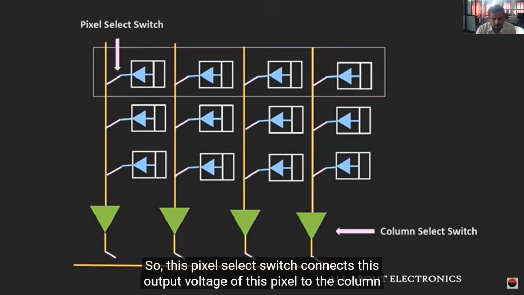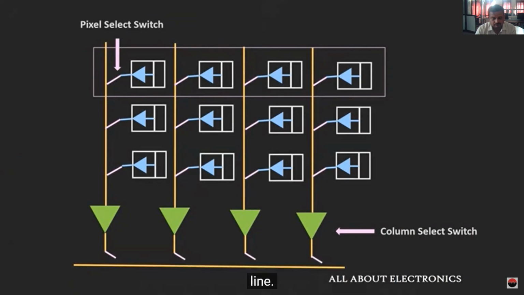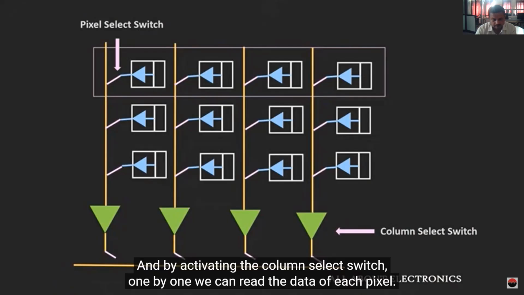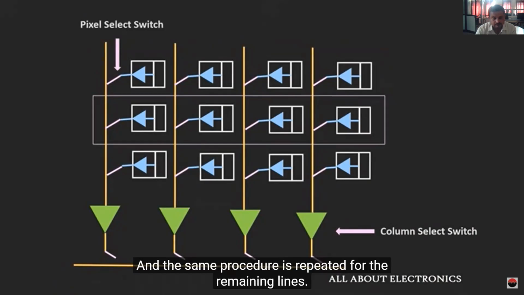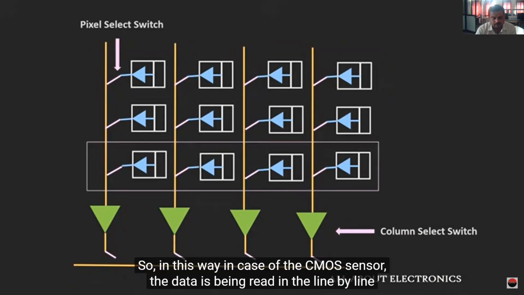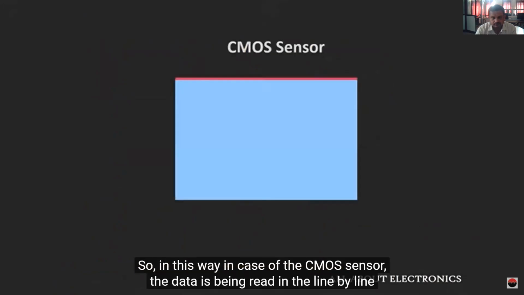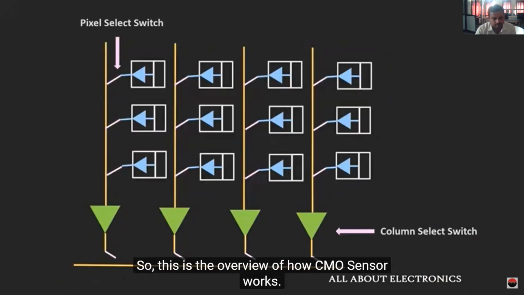So this pixel select switch connects the output voltage of this pixel to the column line. And by activating the column select switch one by one, we can read the data of each pixel, and the same procedure is repeated for the remaining lines. So in this way, in case of the CMOS sensor, the data is being read in a line by line fashion. So this is the overview of how the CMOS sensor works.